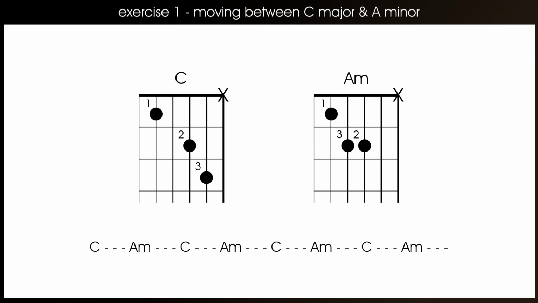Here's the exercise, playing C to A minor 4 times with a 2-bar introduction.